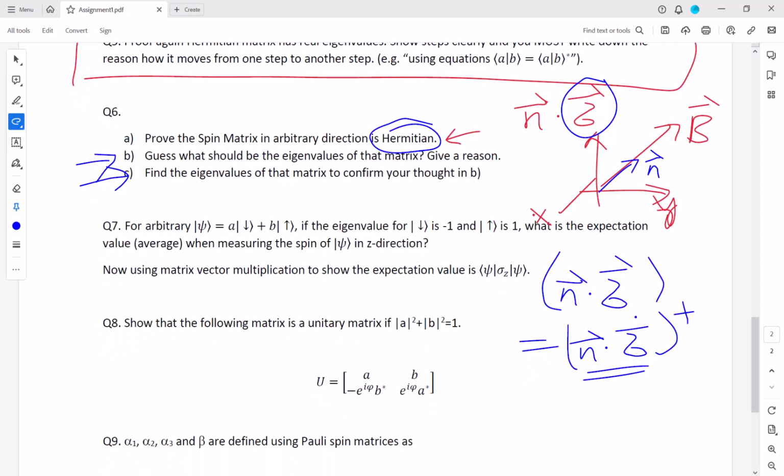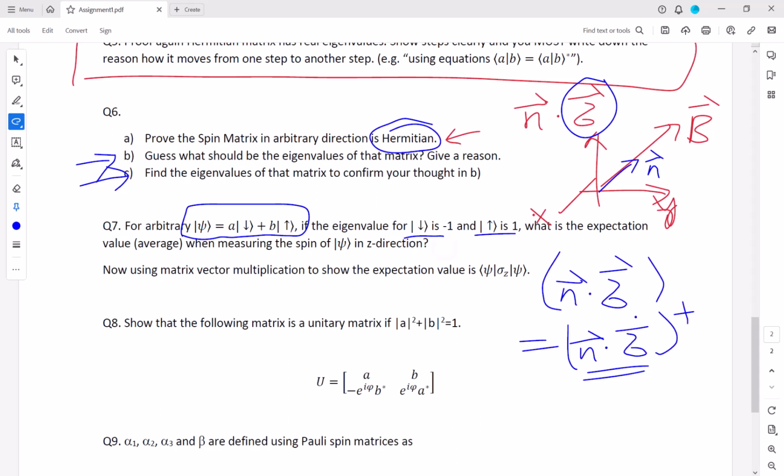Question 7 is for an arbitrary vector, a two-state qubit, spin up, spin down, right? And we say if the eigenvalue of spin down is negative and this is spin up, then what is the expected value when measuring the spin in the z direction?